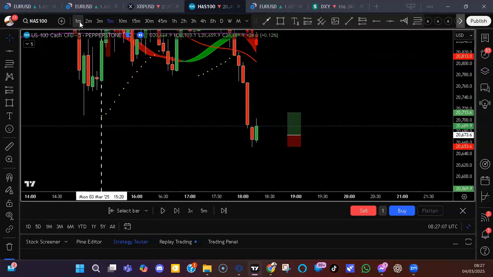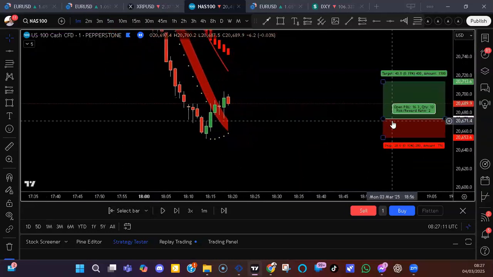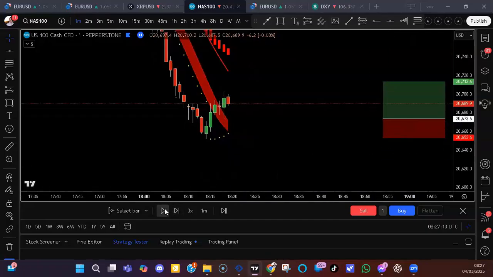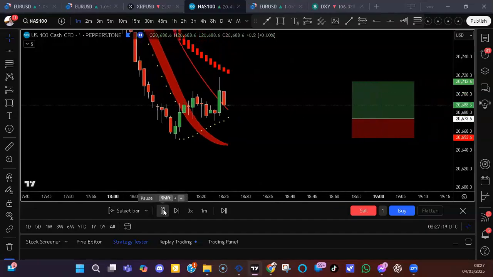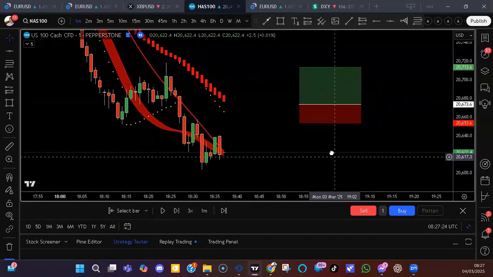So I'll put it on the 1 minute. And this is my workings out here. So indeed we are waiting for the next buy. Deeper sell taking place.